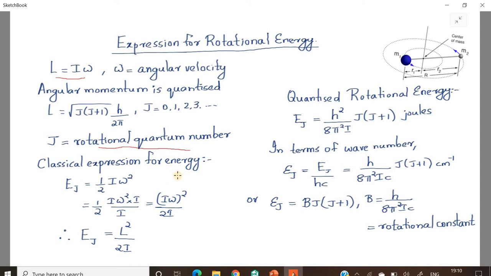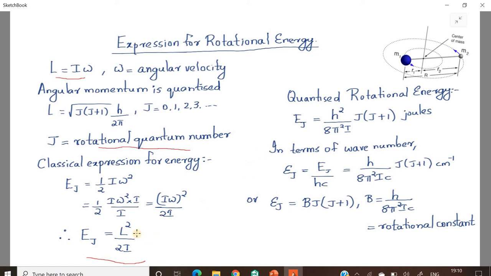The classical expression for rotational energy is given by E J equals half I omega square, which can also be written as half I omega square into I by I, which is equal to I omega the whole square by 2I. I omega is L, the angular momentum. So instead of I omega the whole square, we can write L square. So E equals L square by 2I.